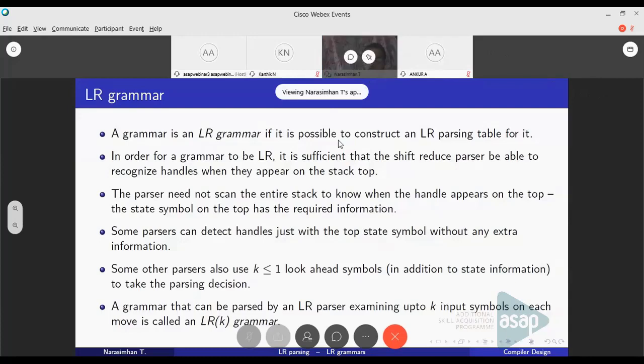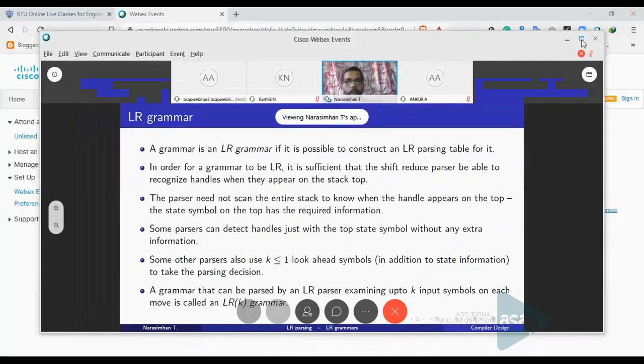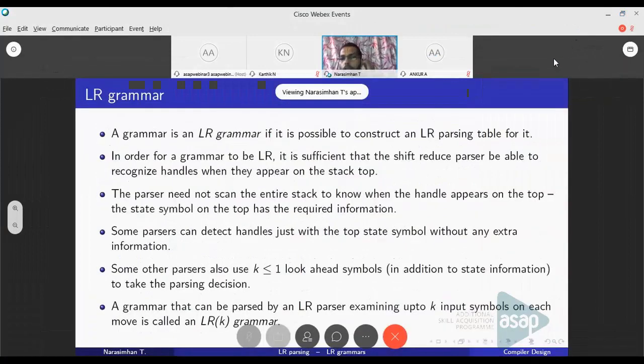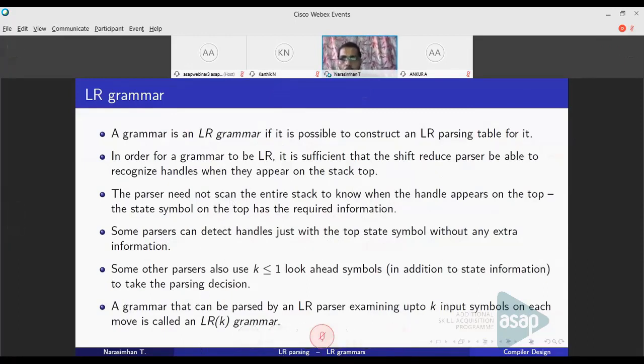So before going to the way we are going to construct the parsing tables, we will just look at the concept of LR grammars. What do you mean by LR grammars? So informally, you can define LR grammars like this. A grammar will be called an LR grammar if it is possible to construct an LR parsing table. That is, if you are given a grammar and you are able to construct an LR parsing table, it will be called an LR grammar. That is how you define the LR grammar at a very informal level.